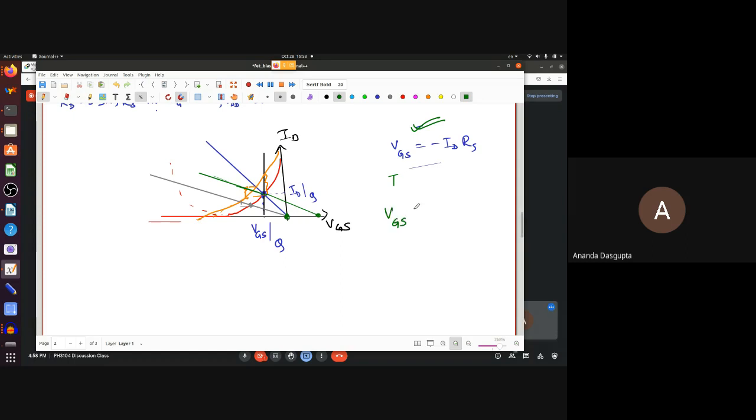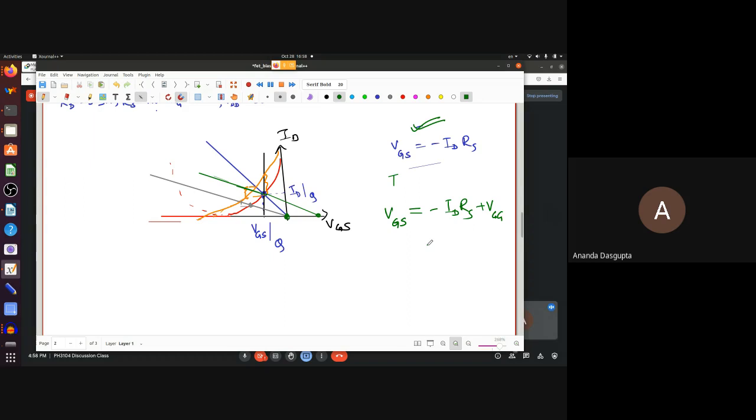VGS equal to minus IDRS will not work. You need something else. You need to ensure that when ID is 0, VGS has a positive value. So how do you manage that? Plus some constant. Plus a voltage, right?